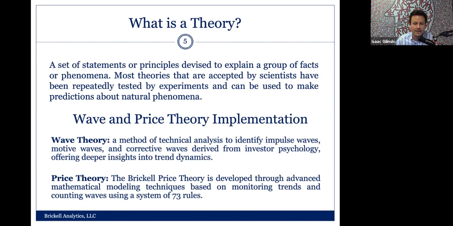And price theory is developed through modeling techniques, whether it's mathematical or handwriting, and you monitor trends and you count waves using a system of 73 rules. So this technique that we use, or this process that we use to forecast, doesn't incorporate such things as catalysts or fundamentals or other types of analytical tools that people use to look at markets. It's not in that slide 5, and if it's not there, then we don't really use it.